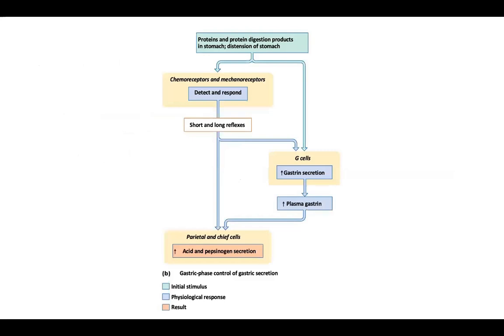Another flow chart here, just kind of describing that. So the presence of proteins, the presence of peptides or amino acids, as well as the physical distension, stretching of the stomach by the contents there. That will send signals by the short reflex pathway and the long reflex pathway to the G cells, as well as the parasympathetic signal to the G cells as well. And then the G cells will directly stimulate the parietal and chief cells, but then our parasympathetic fibers can also stimulate the parietal and chief cells to release acid and pepsinogen.